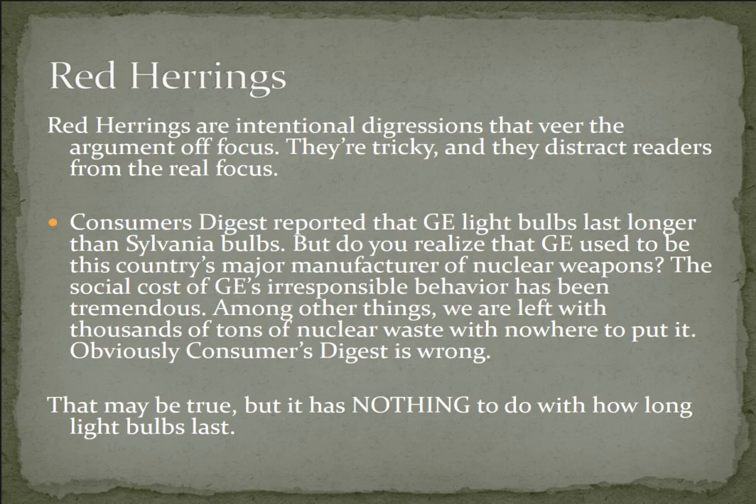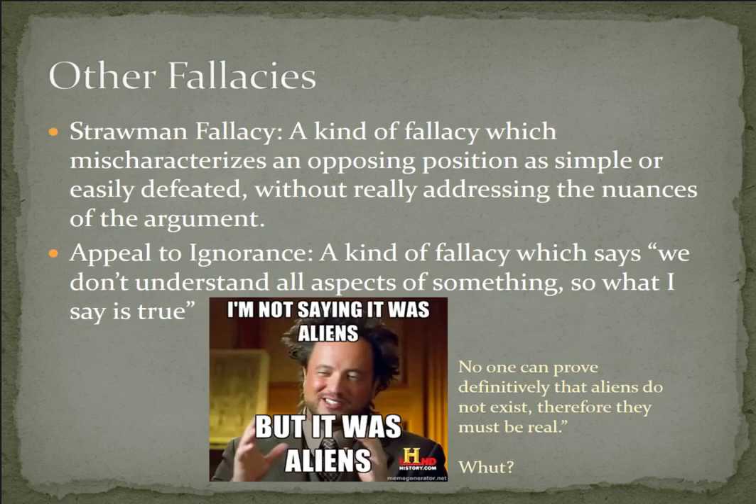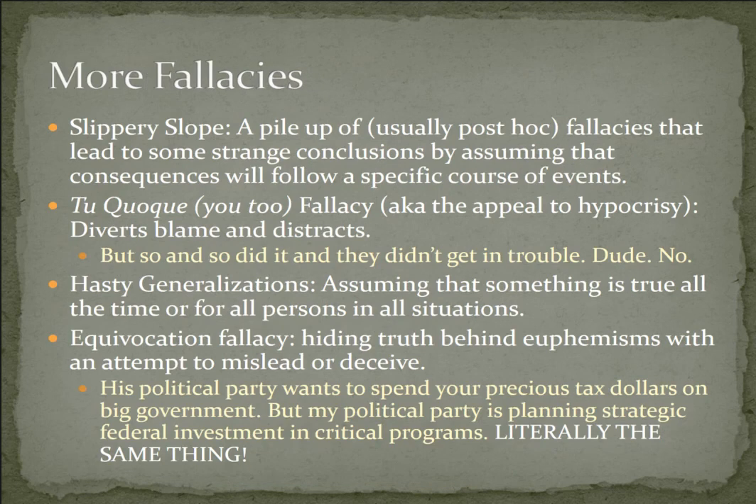An appeal to ignorance is a kind of fallacy which says, I don't understand all aspects of something, so what I say is true. So nobody can prove definitively that aliens don't exist, therefore they must be real? Slippery slope fallacies are a pileup of usually post hoc fallacies that lead to some strange conclusions by assuming that consequences will follow a specific course of events, when, at any point, something could go off course.